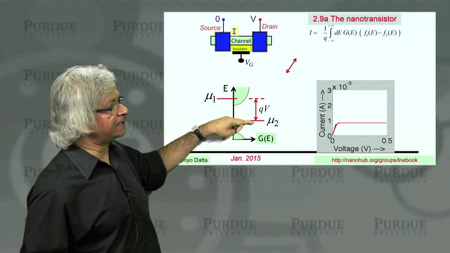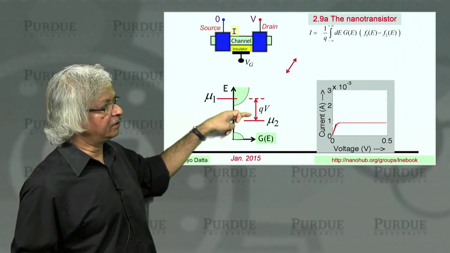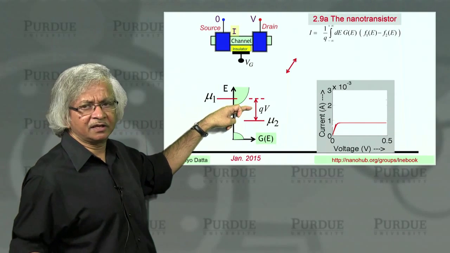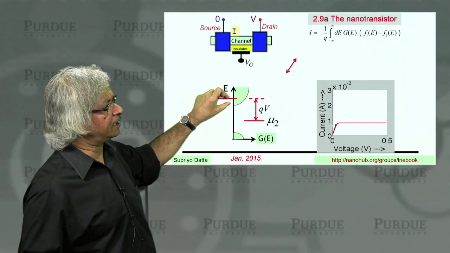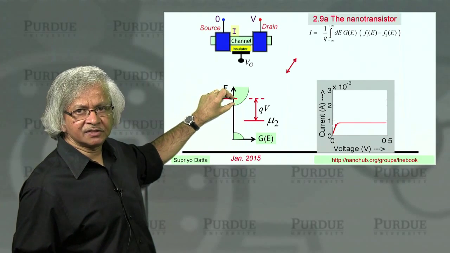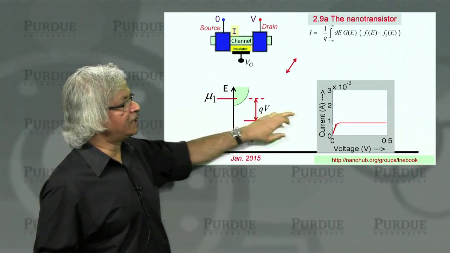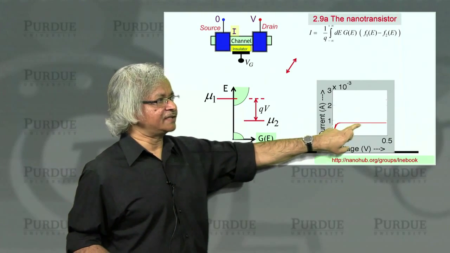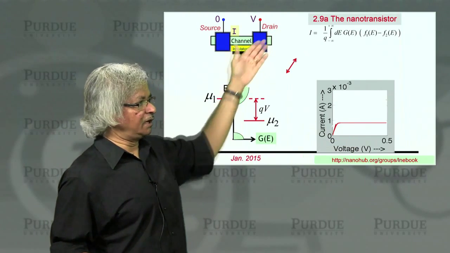So it really doesn't matter whether the mu2 is here, or is it here, or is it here. It doesn't make any difference. You still get the current flowing through just this part. And that is why you see you have this very nice saturation within this model.